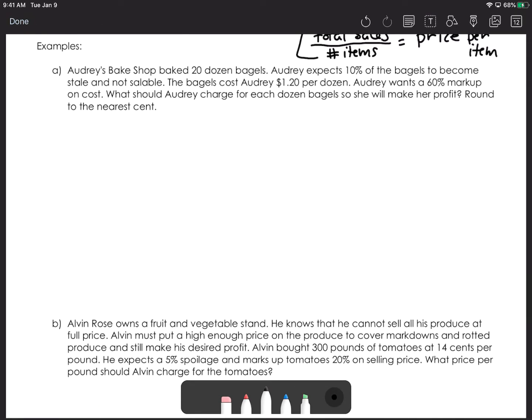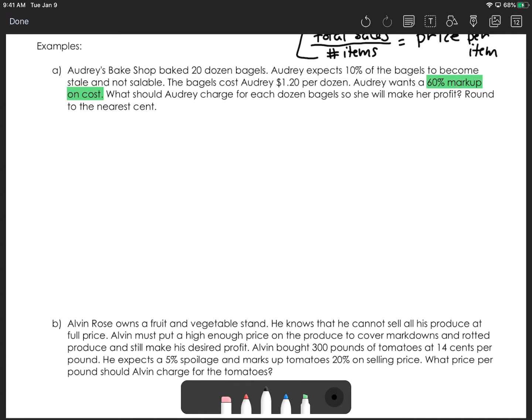Okay, so we're going to use the knowledge that we learned in the previous section about marking up on selling price or marking up on cost to determine the total sales. So in example A, it says Audrey's Bake Shop baked 20 dozen bagels. Audrey expects 10% of the bagels to become stale and not be able to sell them. The bagels cost Audrey $1.20 per dozen, and Audrey wants to do a 60% markup on cost. I always like to highlight that so that I remember what I need to make the base. What should Audrey charge for each dozen bagels so she can make her profit?